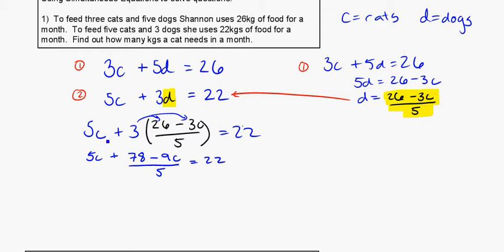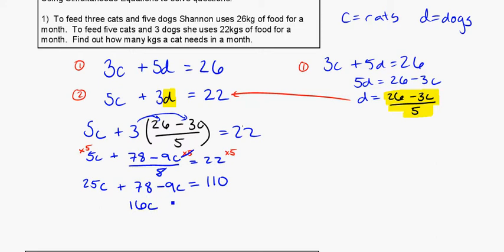If I have a 5 on the bottom, one of my strategies is that I can actually times everything in this equation by 5. So 5 times 5C will become 25C, plus the 5 in this one is going to actually cancel with the 5 below because 5 divided by 5 is 1, so I keep the 78 minus 9C is equal to 110. Okay, so we're slowly making progress. Let's combine like terms here. 25C minus 9C in this case is going to be 16C.